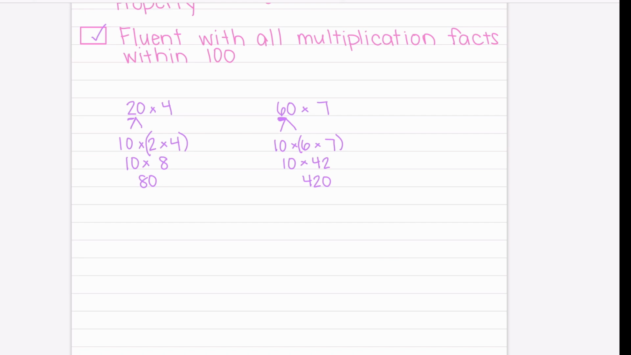Next, I would like for you to try this problem. Press pause and then press play when you're ready to check. Okay, first I'm going to decompose the 80 into the factors of 10 times 8. So now I have the problem 10 times 8 times 8. I know that 8 times 8 is 64. And 64 times 10 is 640.